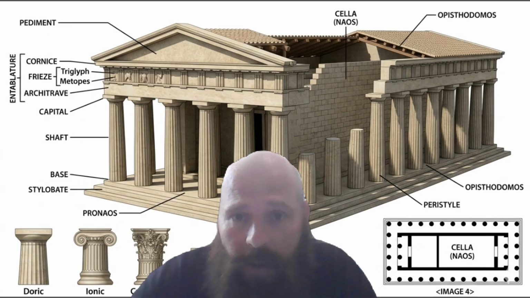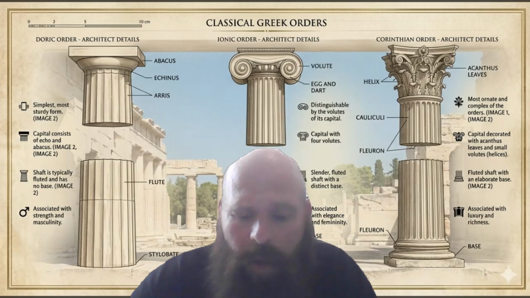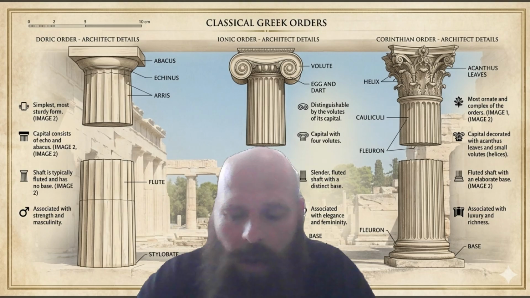That they supported a wooden roof. You can see a wooden roof. Okay, so let's change our picture again. The beauty of the Doric column was the symmetry.